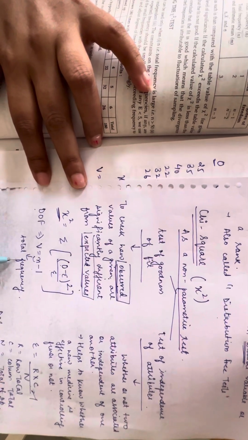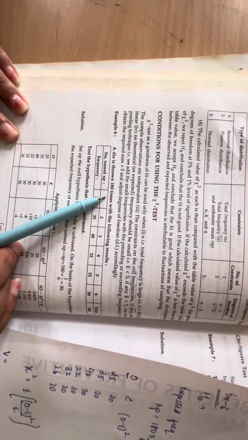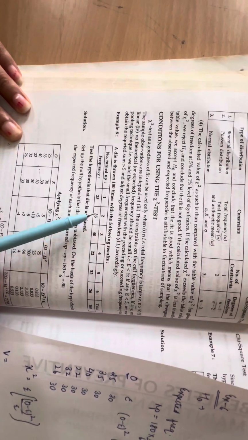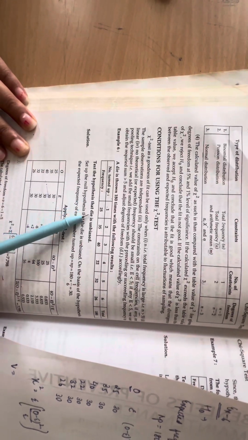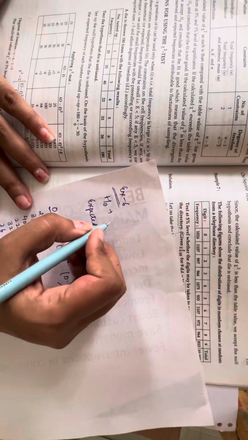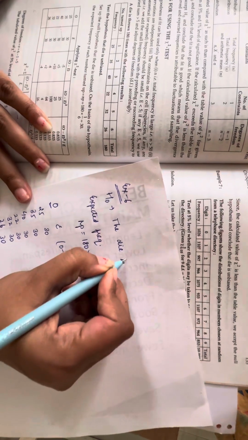Let us do one question based on the test of goodness of fit. The question is, a die is thrown 180 times with the following results. For the first face 25, second turn up 35, and in this way there are 6 observations, and the total is 180. We have to check the hypothesis whether the die is unbiased or not. For that, firstly we make the null hypothesis H0 that the die is unbiased.